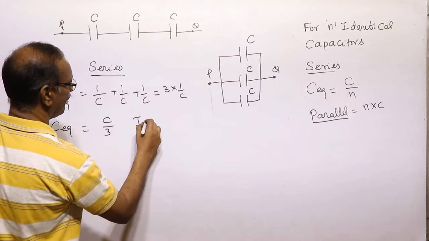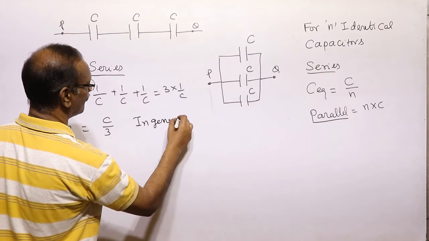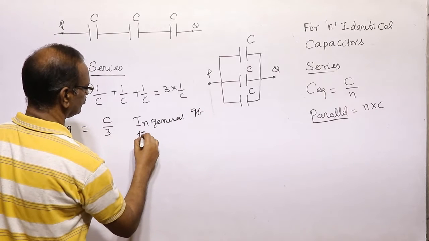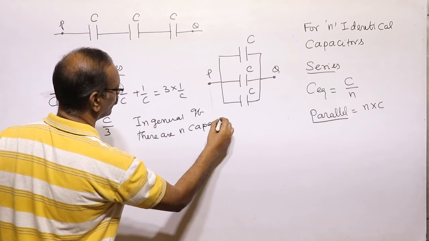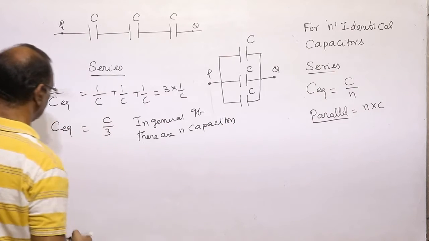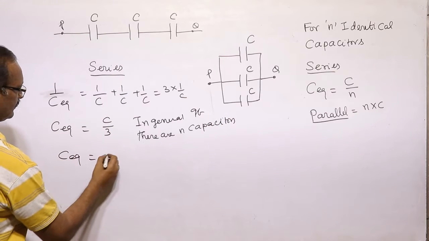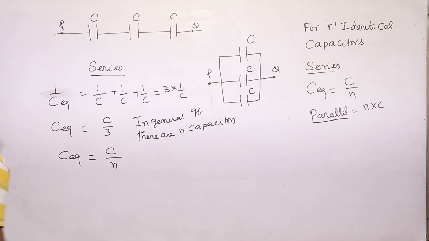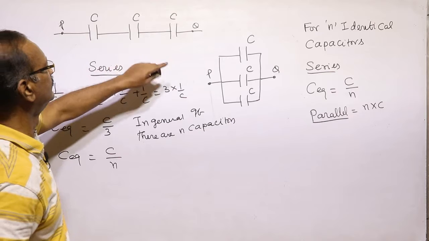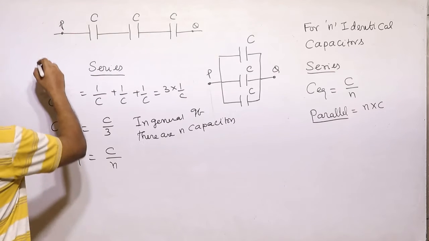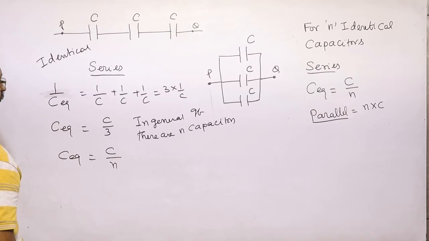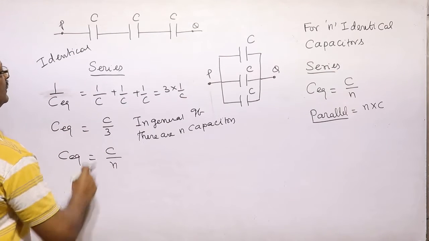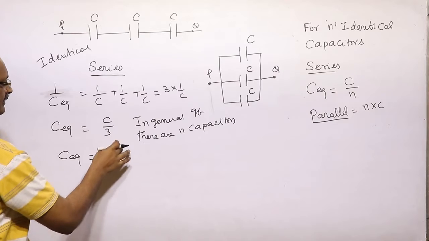In general, if there are n capacitors, then C equivalent is equal to C by n, where C stands for one single capacitor. Any one of these, all are identical. It is applicable only for identical capacitors. If there are 4 capacitors, then this will be C by 4. For 5, C by 5. If there are n, C by n.